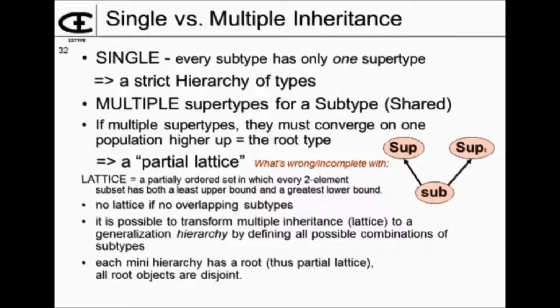There's no lattice if there's no overlapping subtypes. It's possible to transform multiple inheritance lattices to a generalization hierarchy by defining all possible combinations of subtypes. Okay. Each mini hierarchy has a root, thus a partial lattice. All objects are disjoint. Well, okay, that's probably more than you ever wanted to know about this. But my point is that there is this hierarchy of subtypes, supertypes. Most modeling schemes do not entertain the idea of having multiple supertypes because it leads to too much complexity. But all I'm trying to tell you here is that it's possible.